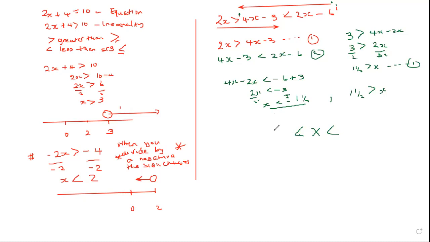Okay, so you start with the smaller number. Which one is the smaller number? There we have got minus 1.5, this one being minus, and the greater number there being 1.5 again. So how do we represent this one on a number line?